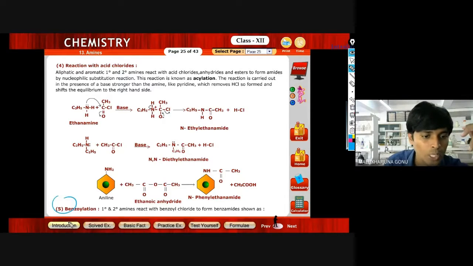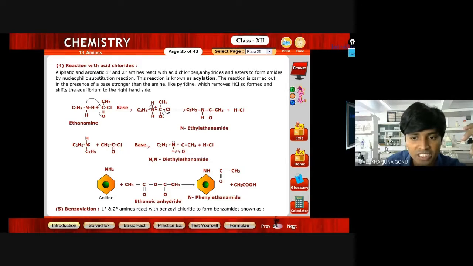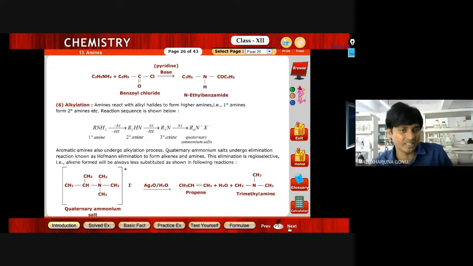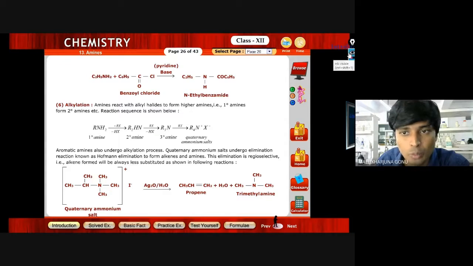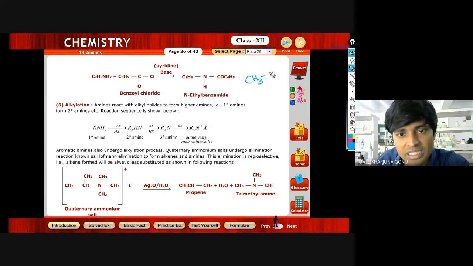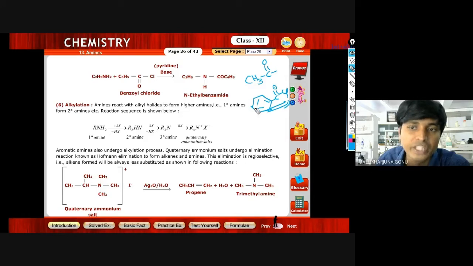Next one is benzoylation. Benzoylation means the CO group which is attached to the benzene ring. The CO group which is attached to the benzene ring is the benzoyl group. Acetyl group means what? CH3CO. This is the acetyl group. Benzoyl group means what? This one, C6H5COCl. This we call benzoyl chloride.